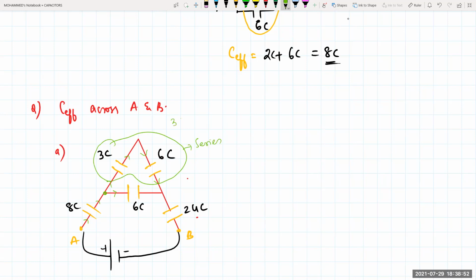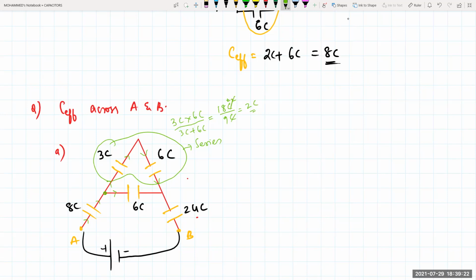Series combination means 3C into 6C divided by 3C plus 6C. That is 18C squared divided by 9C, which gives 2C. 6 plus 3 is 9C, this one will get cancelled, and this becomes 2C. One C is cancelled out, so this will be your 2C.